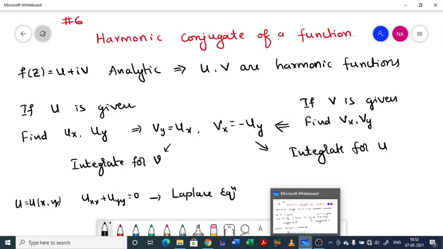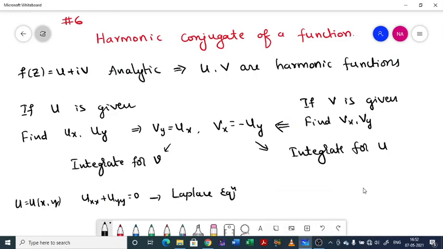Any function which satisfies this Laplace equation is said to be a harmonic function. So in that way also you can define harmonic functions. Now, what is the relation between a harmonic function and an analytic function? This we have already discussed, I think. Anyways, let us recall it.